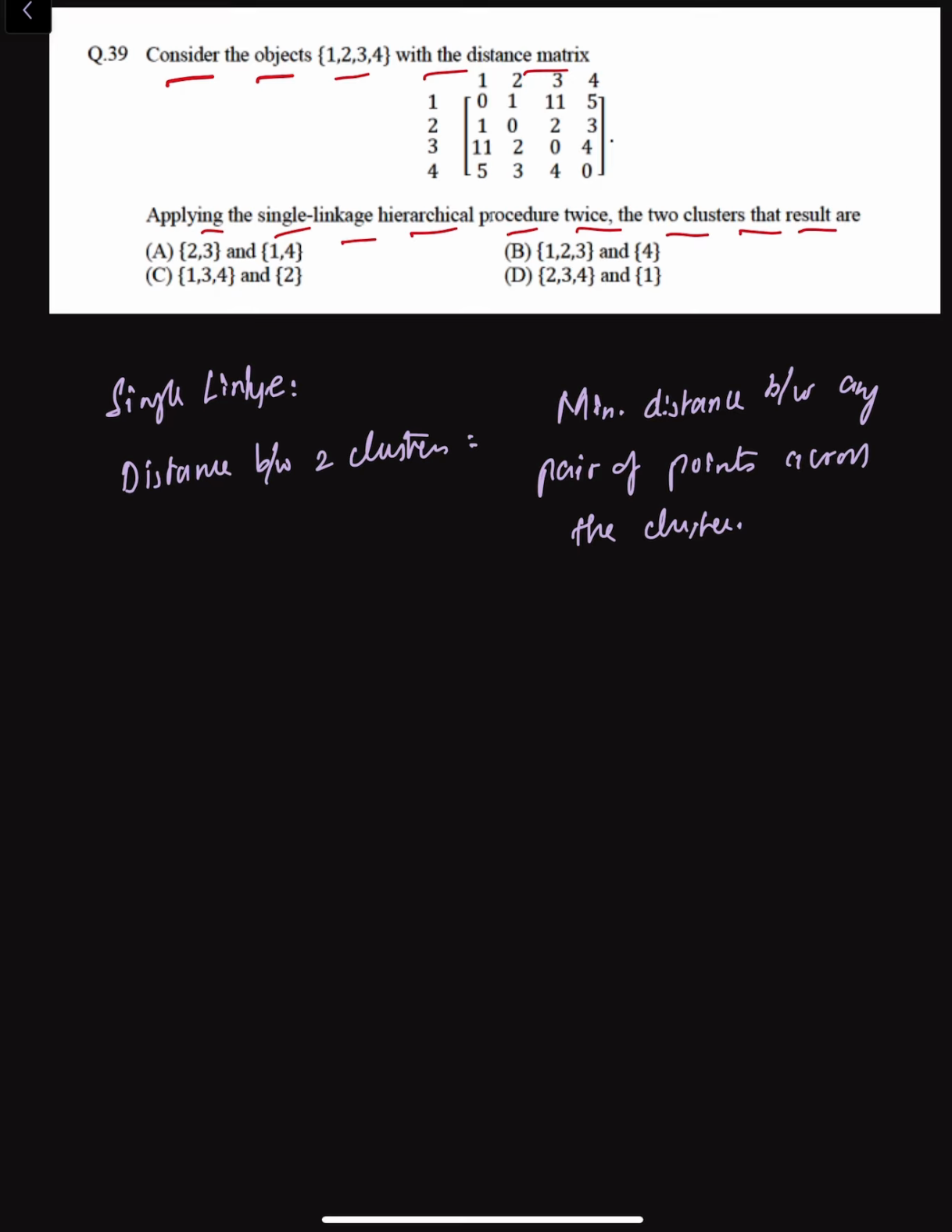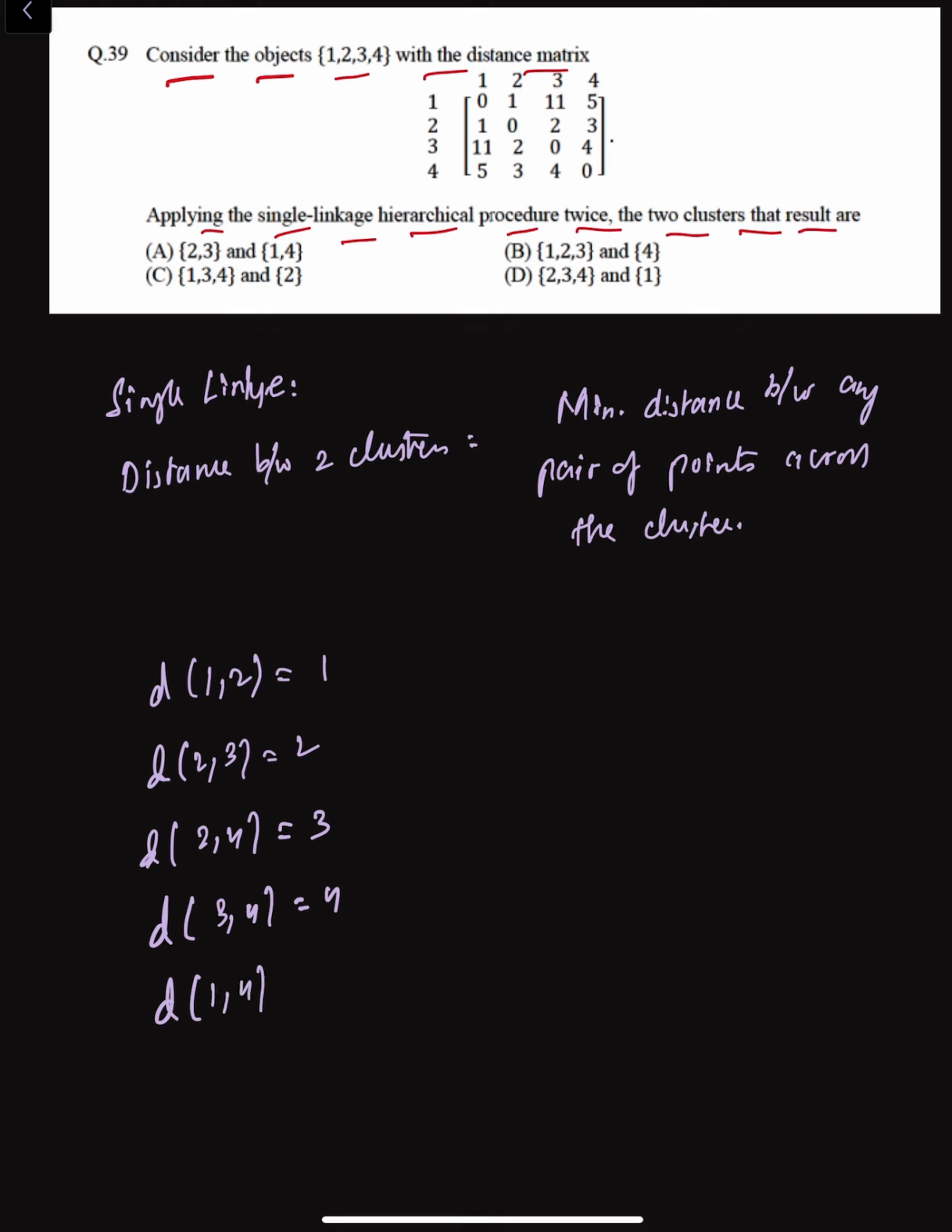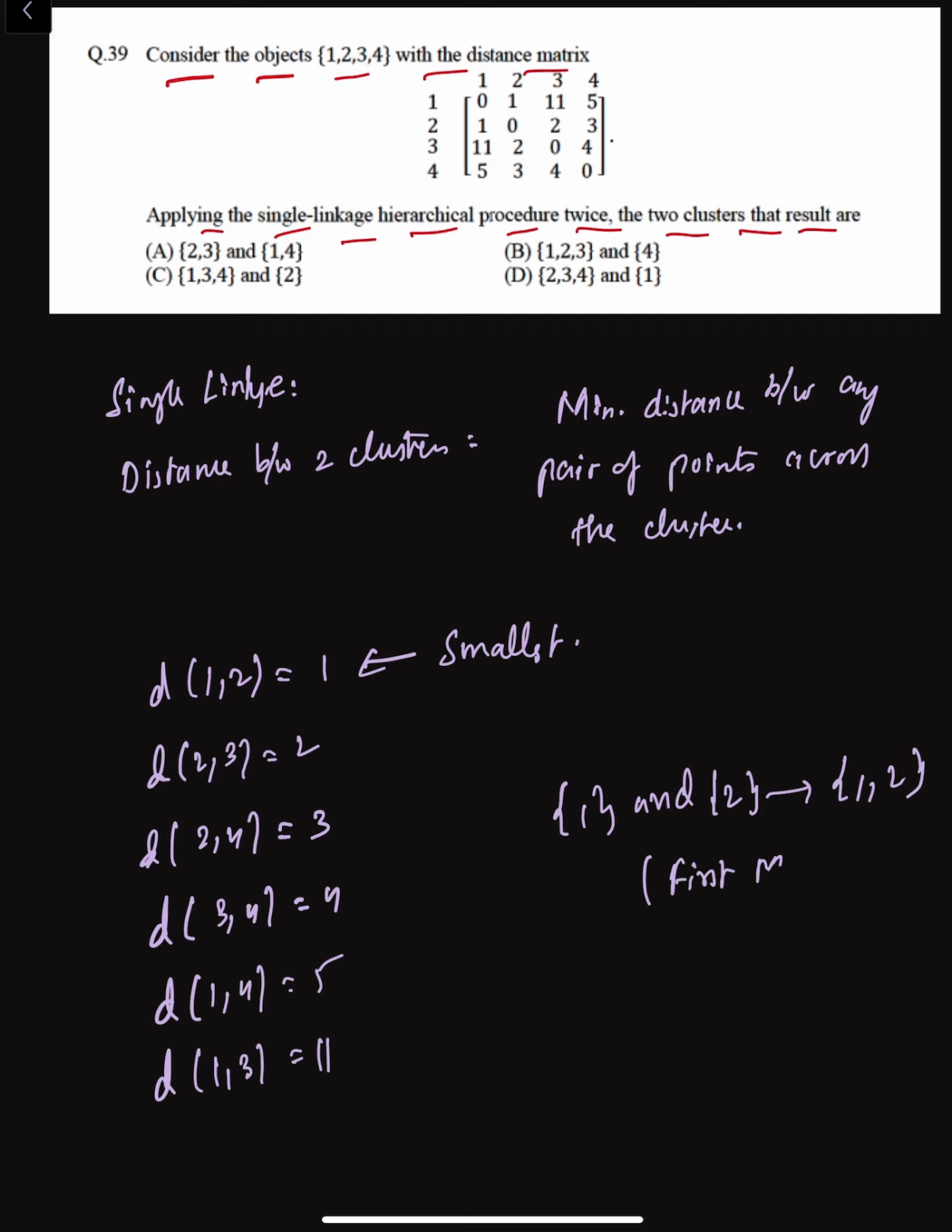So first, if we list out the pairwise distances, the non-zero ones: distance between 1 and 2 is 1, distance between 2 and 3 is 2, distance between 2 and 4 is 3, distance between 3 and 4 is 4, distance between 1 and 4 is 5, and distance between 1 and 3 is 11. So we can clearly see that this is the smallest. Therefore, in the first merge, we merge 1 and 2. So that is our first merge.